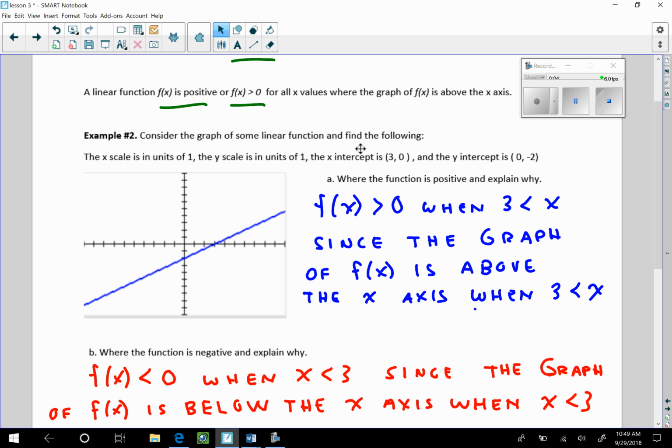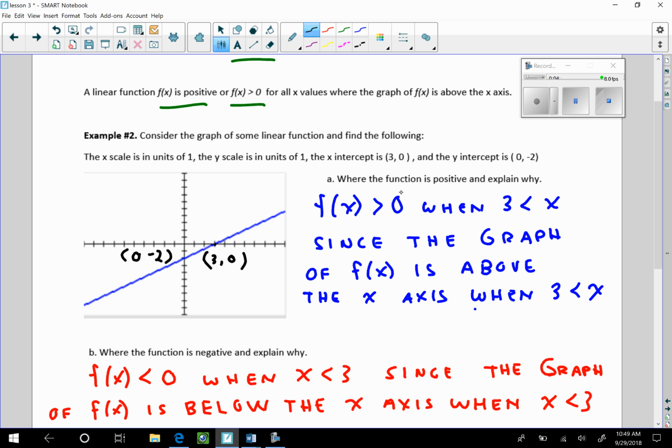consider the graph of some linear function. This linear function, the x scale is in units of 1, the y scale is in units of 1, and I have this x-intercept here of (3, 0). That's (3, 0). And I have a y-intercept of (0, -2). And Part A asks us to name where the function is positive and explain why. Well, this is the graph of this linear function. We'll come up with an equation for that in a bit.